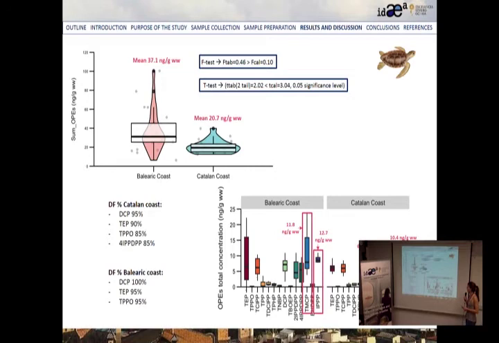If we look at the detection frequency on the Catalan coast, the most common compound is DCP, followed by TPP, TPPO, and IPP-DPP. In the case of the Balearic coast it is the same, except for the last one. For the total OPE concentrations, we can see that in both areas the compound with the highest mean concentration is APPP. In the Balearic case it is followed by TMCP, and on the Catalan coast by DCP.